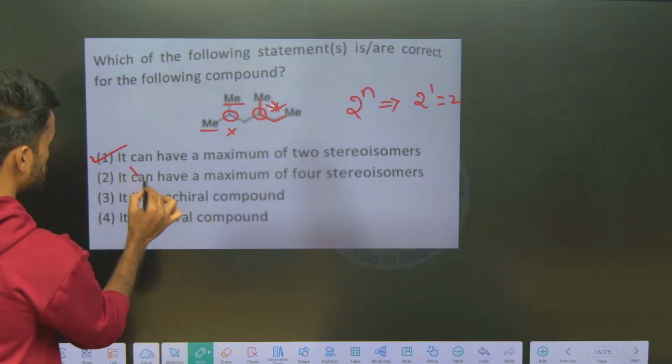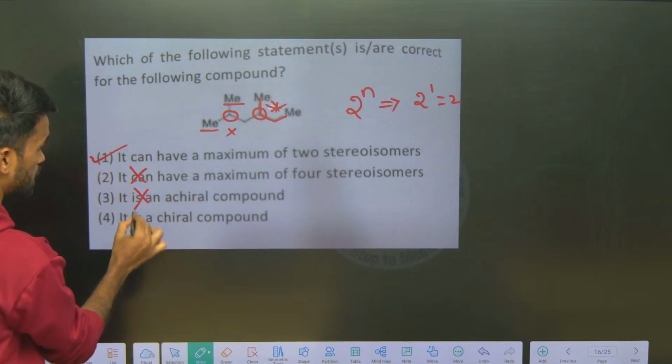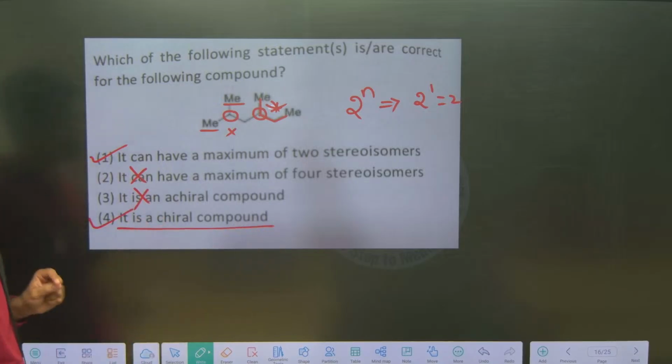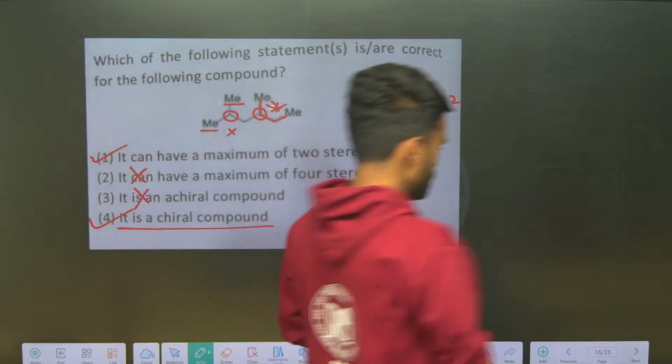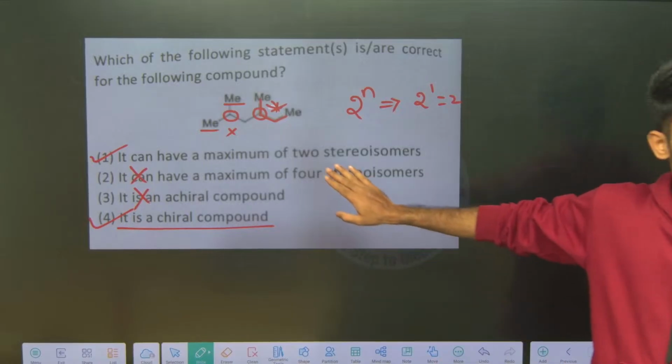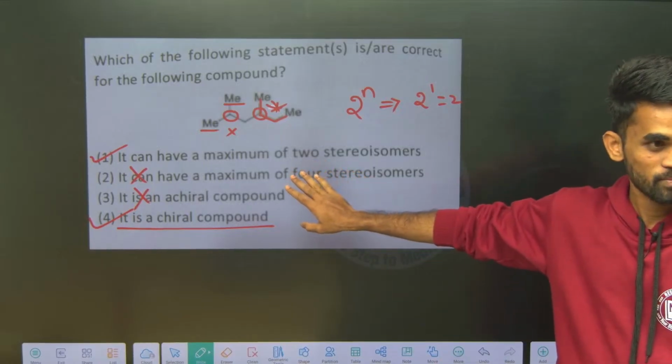Perfect. This is incorrect. This is also incorrect. It is a chiral compound. So 1 and 4 are perfect. I think these questions are easier than your bio questions, right?